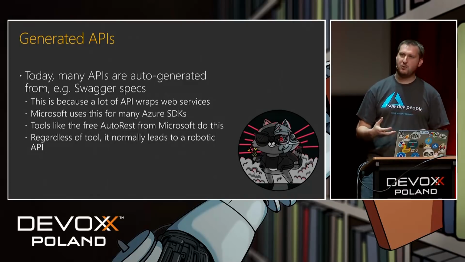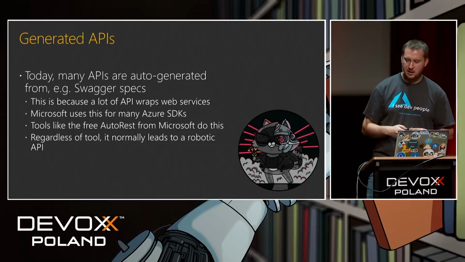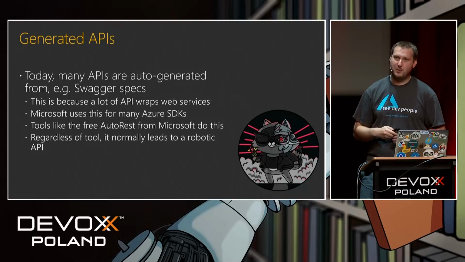On the other hand, this is really terrible from an API design perspective because it's a robotically generated API. It's not very friendly. And you look at it and you go, this is not the artisanal API that we want to be designing, right?